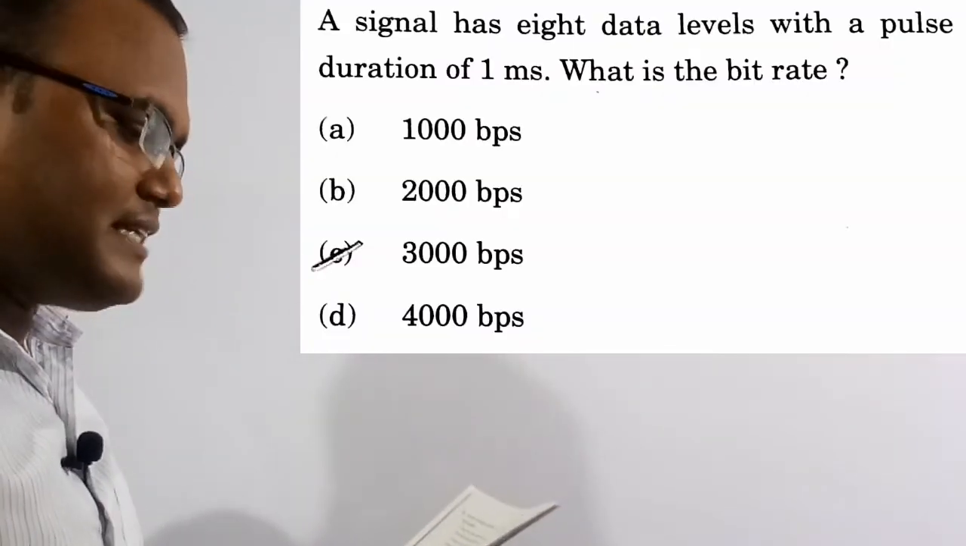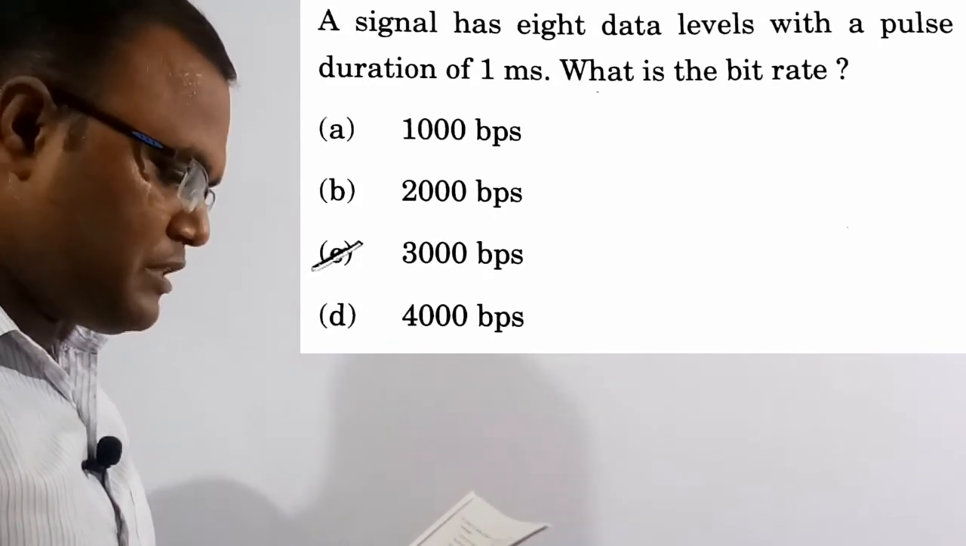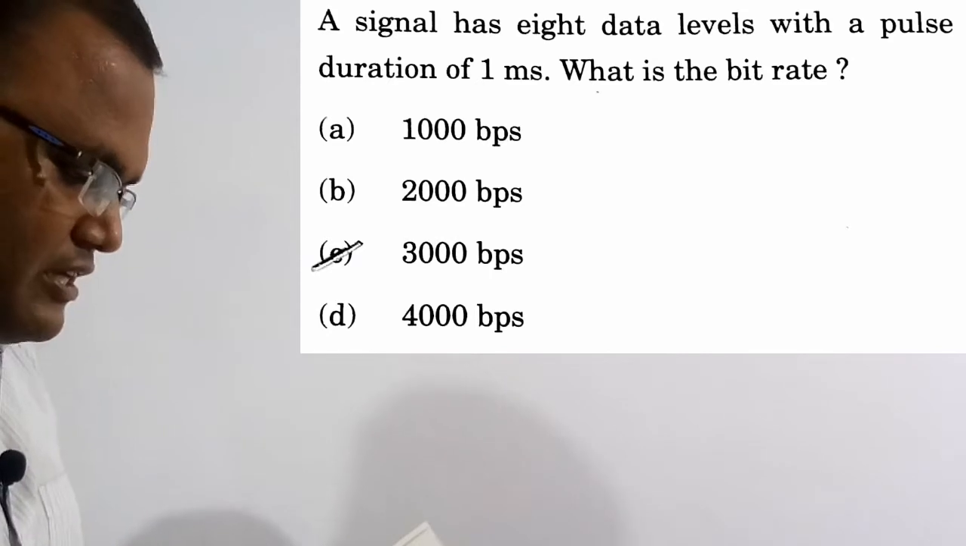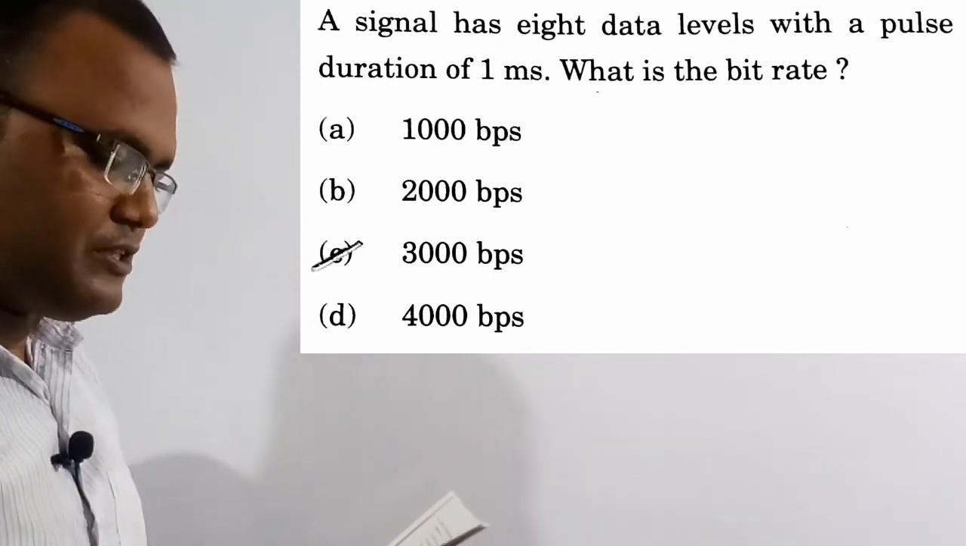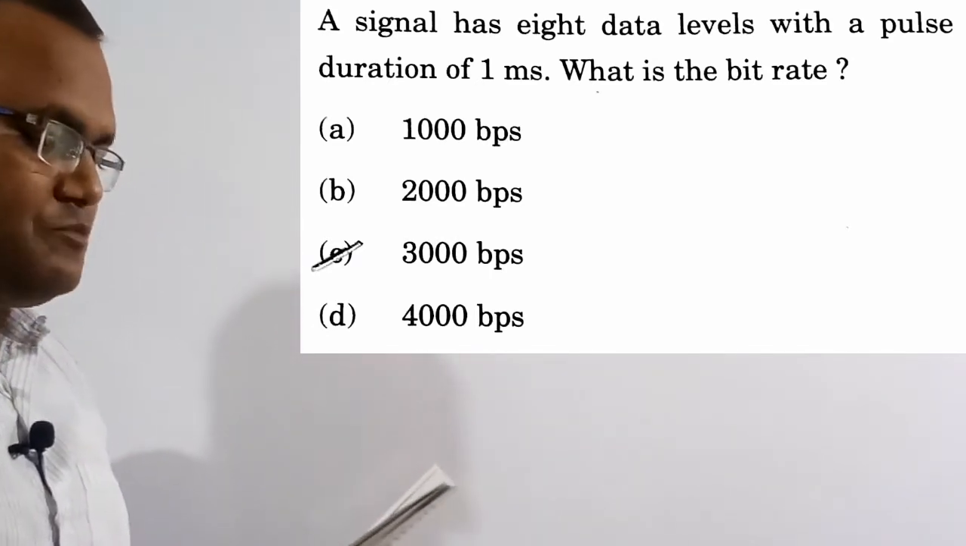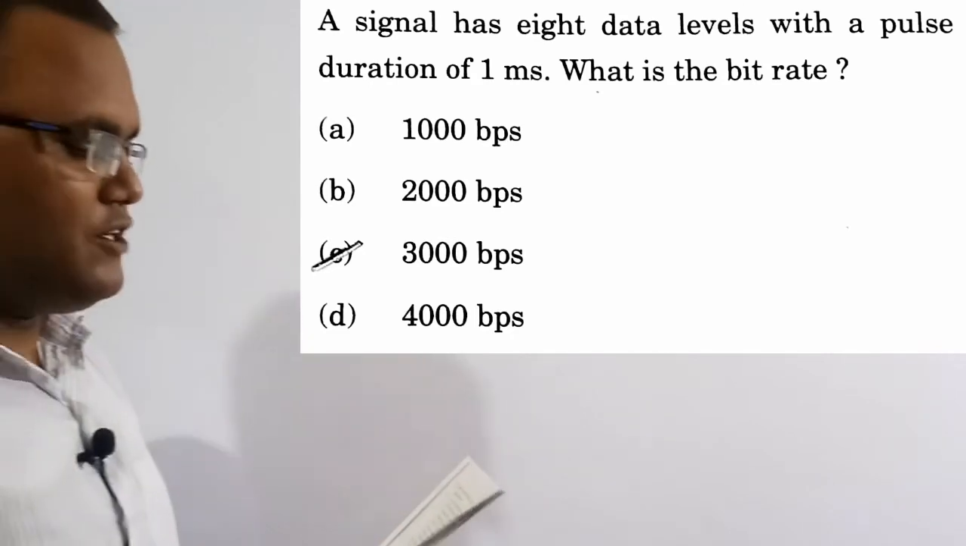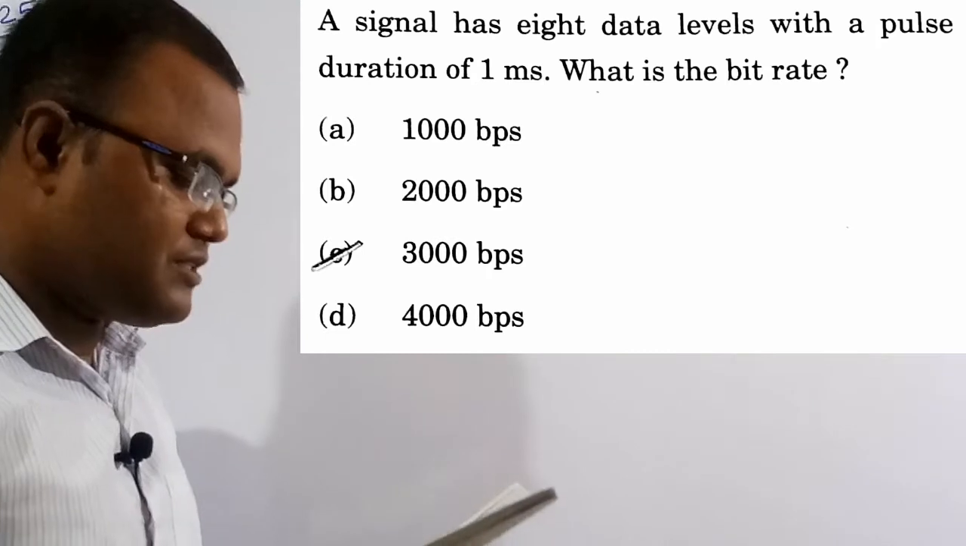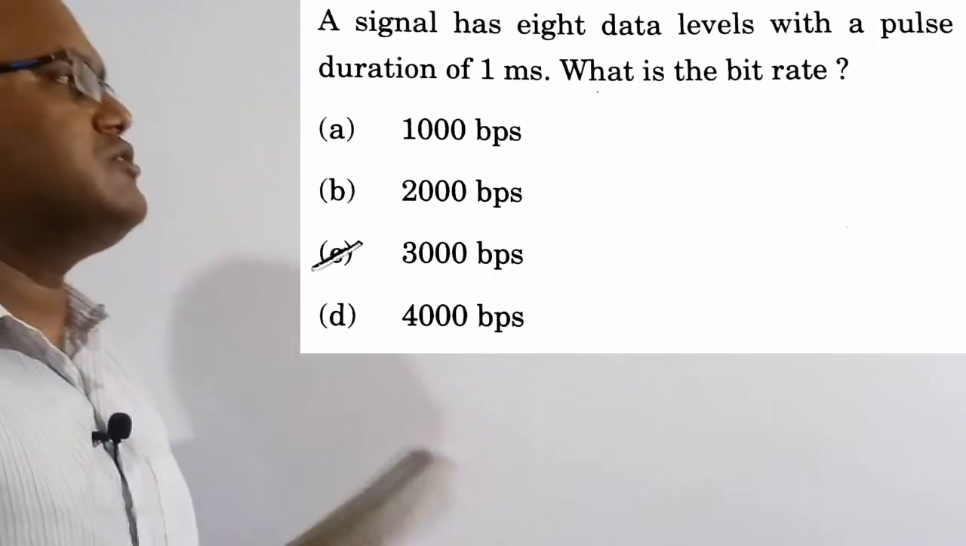So now we are going to solve the 25th question. See the question here. A signal has 8 data levels with a pulse duration of 1 millisecond. What is the bit rate? In the question they have given 8 data levels with a pulse duration of 1 millisecond, and from these two data we have to find the value of the bit rate. Option C, 3000 bits per second, is the correct solution of this question.